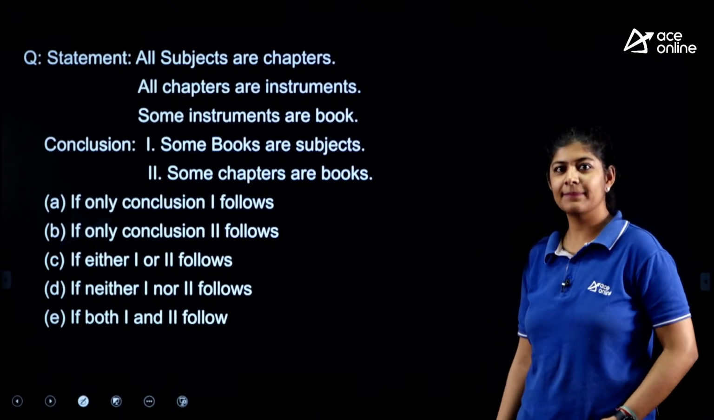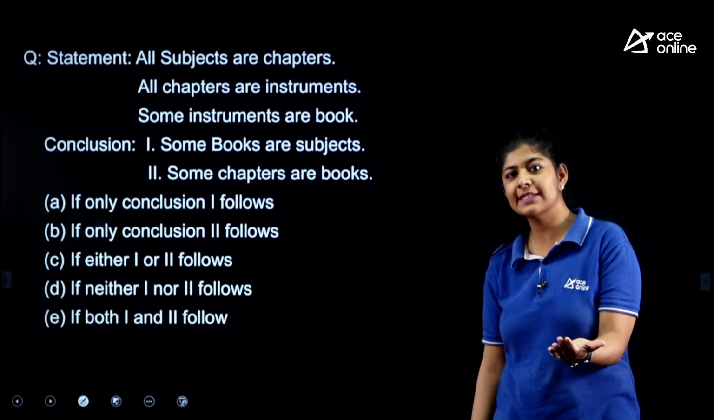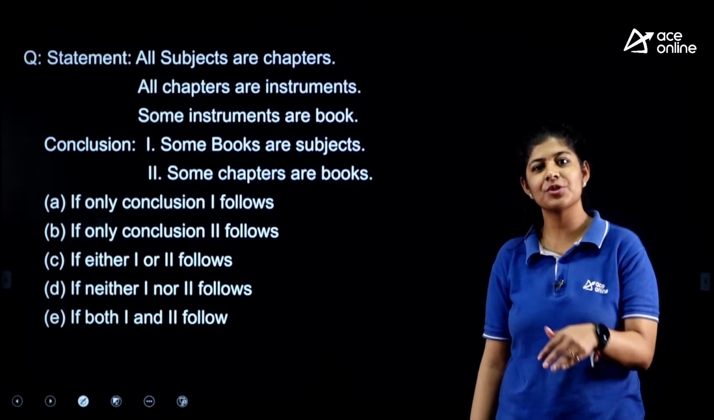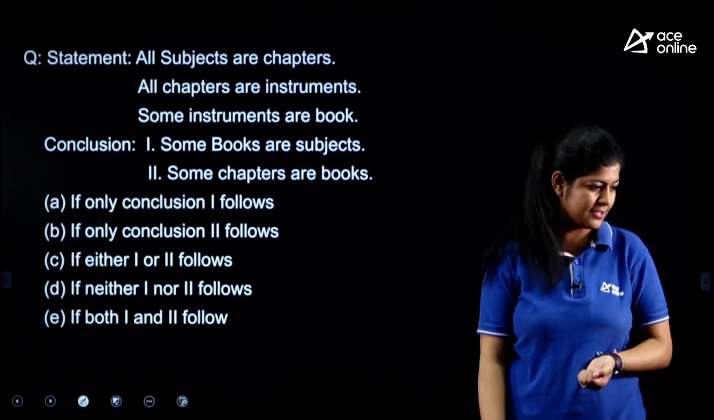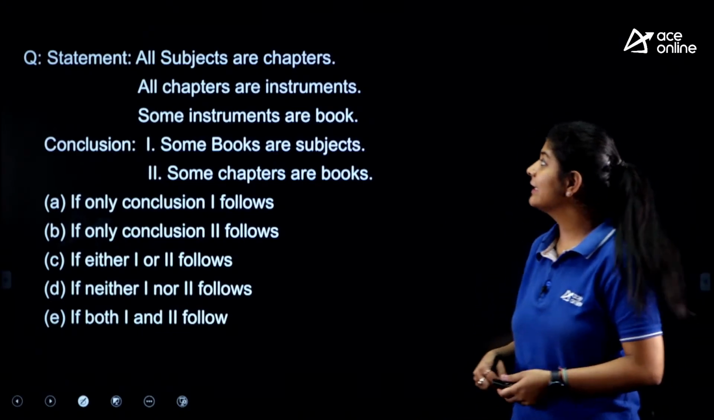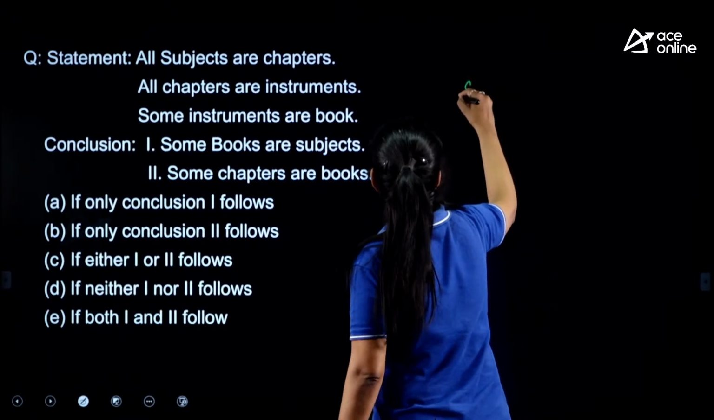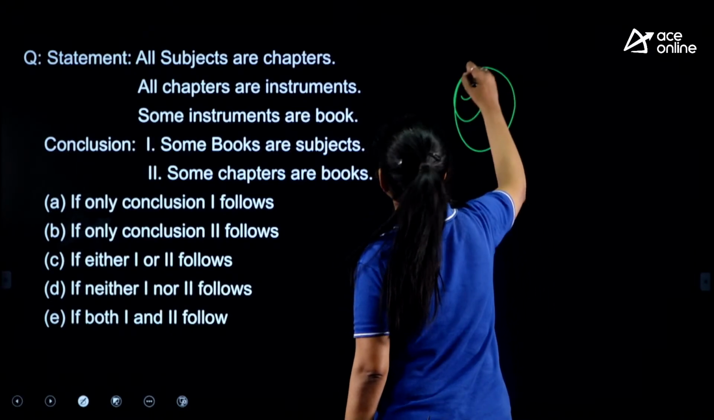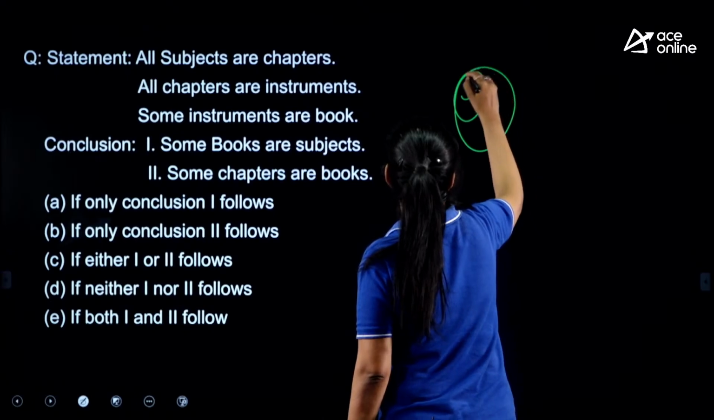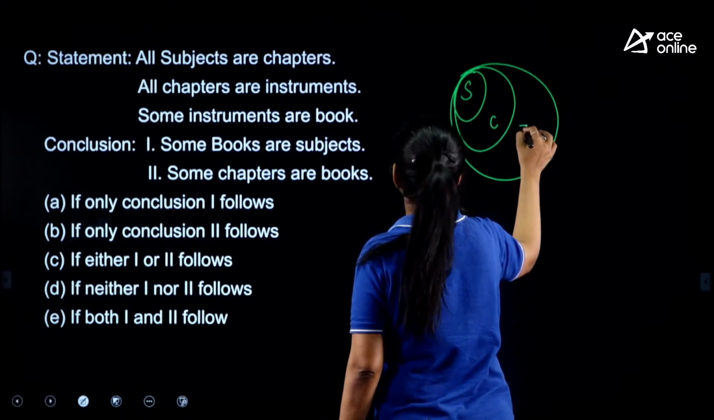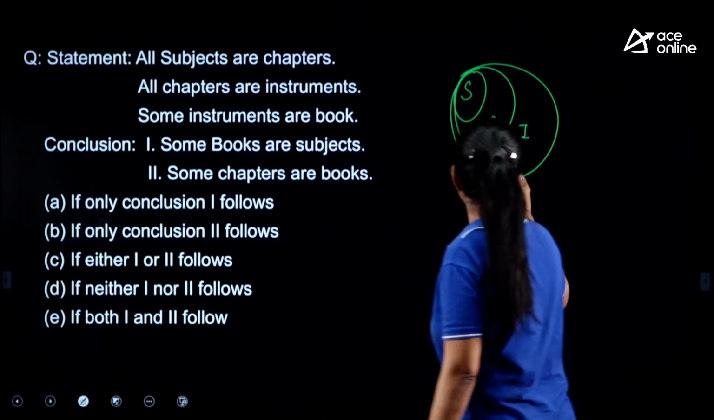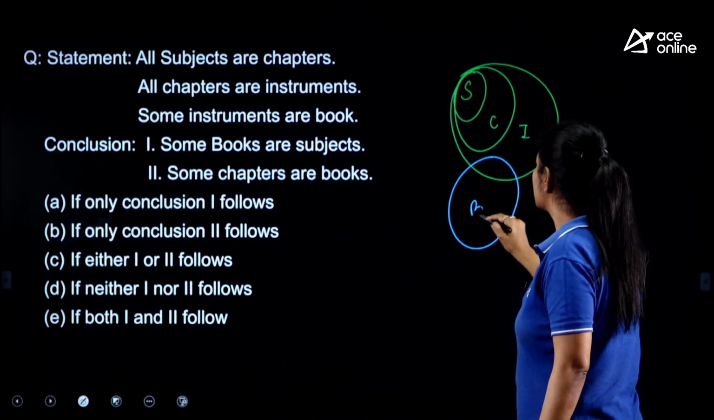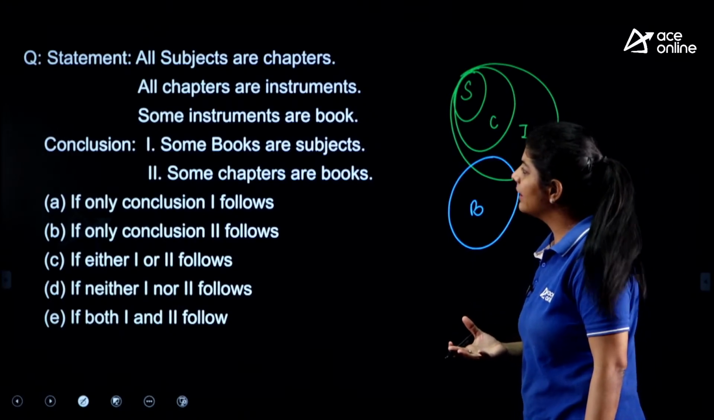Again, it's a very simple one. First, draw the basic diagram. Second step, check the conclusion. Third step, select the options. Very good, Ragla. Let's see. All subjects are chapters. All chapters are instruments. Some instruments are books. So, this is my basic diagram, right?